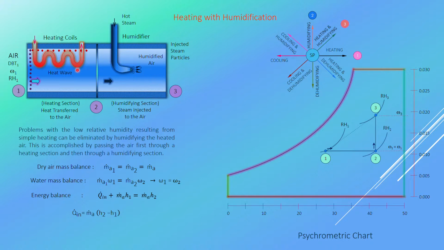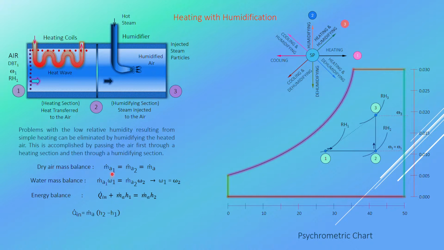First it goes through a heating coil where it undergoes a heating process. Then it goes into the section which is called the humidifying section. The humidifying section is where you add in moisture content. You add in moisture to the air. So you have the mass flow of air constant throughout because it is a single line again.